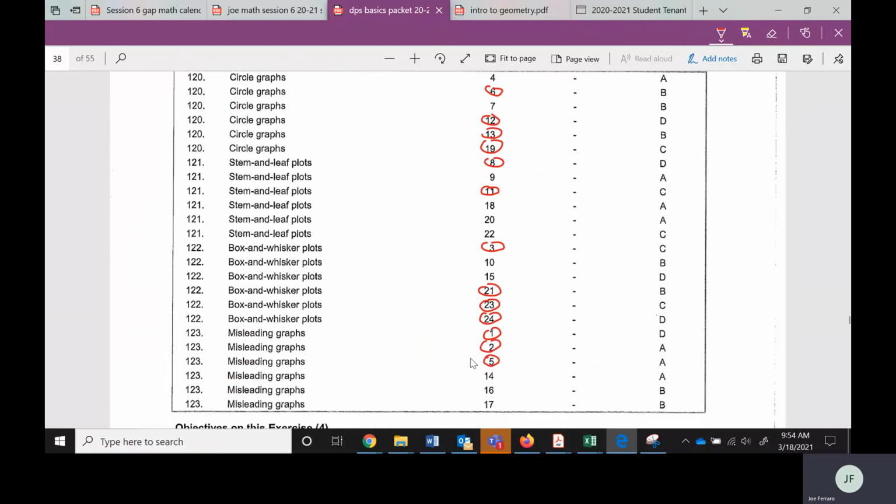That's it. So again, the reason I circle these is because let's say you were trying to do number 7. Well, that's a circle graph problem. You should look at one of these other ones that I circled in the circle graph section. If you're doing number 10 and you can't find the answer, you should look at one of these other ones I circled in the box and whisker plot section.